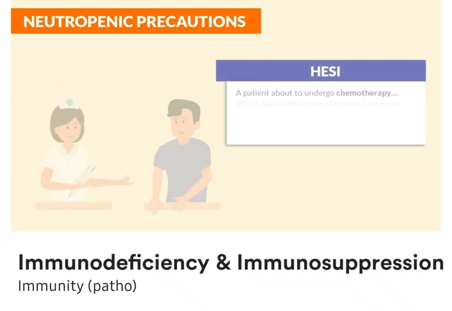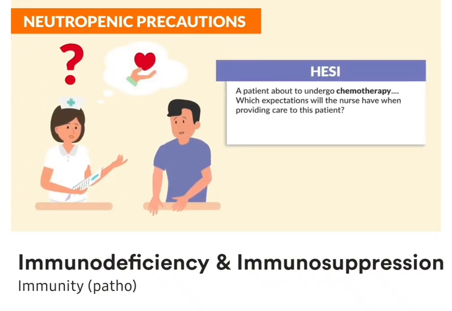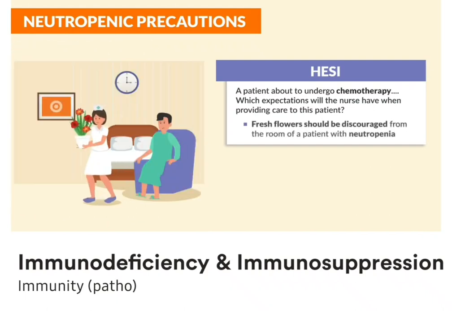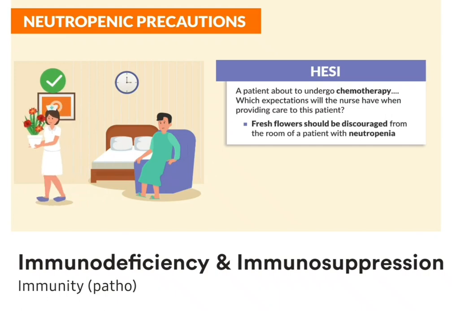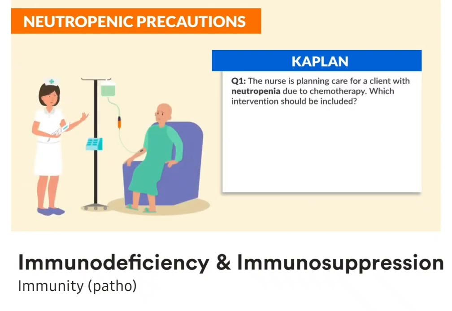And HESI mentions, a patient about to undergo chemotherapy, which expectation will the nurse have when providing care for this patient? The key term here is fresh flowers. They should be discouraged from the room of a patient with neutropenia. And Kaplan mentions, the nurse is planning care for a client with neutropenia due to chemotherapy. Which intervention should be included?